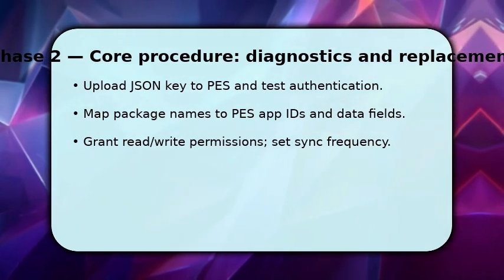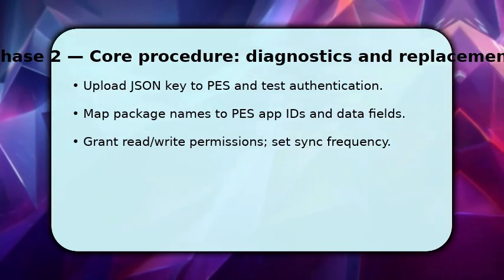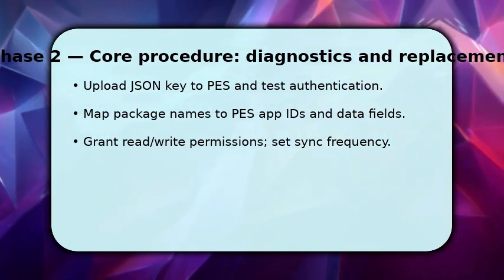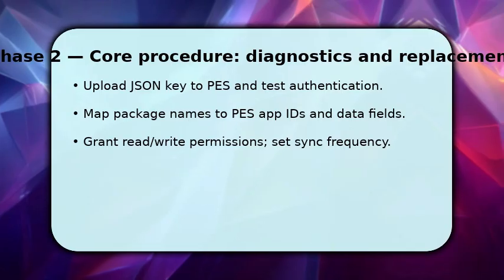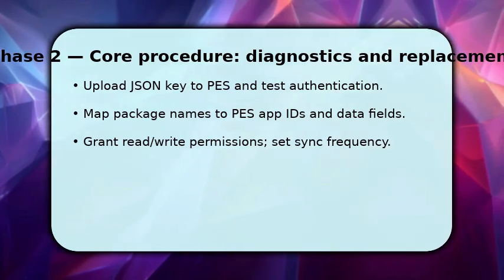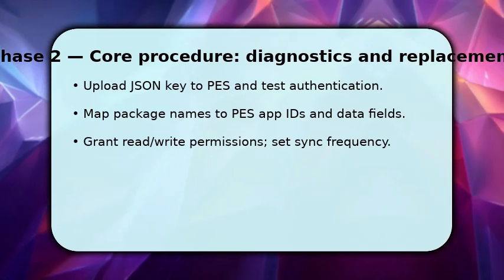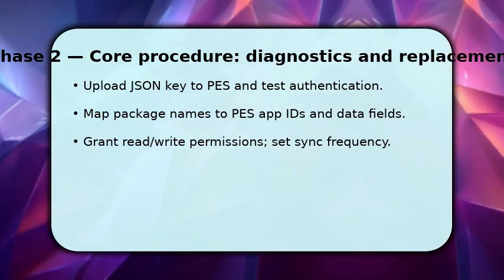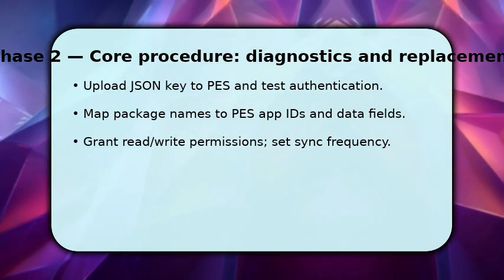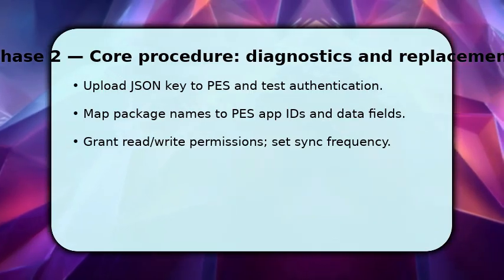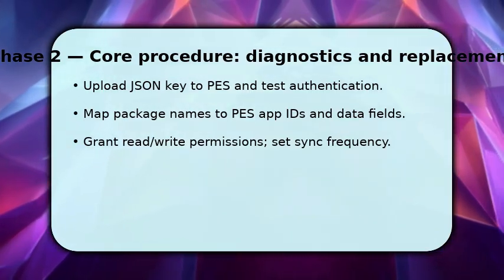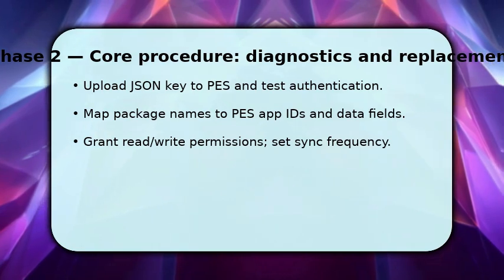Then map each Google Play package name to the corresponding PES app ID and align key data fields: install, revenue, crash, and event names, so PES ingests correctly. Make sure you grant read and write permissions for the service account and set a sync schedule that matches your reporting cadence. If you need immediate data, trigger a manual sync to validate mappings.